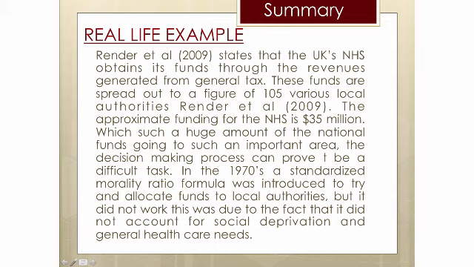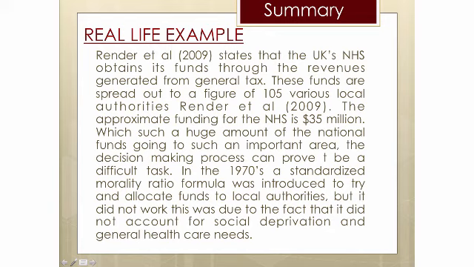The United Kingdom's National Health Service is funded through general tax revenues. The funds are dispersed to about 105 different local health authorities. The annual funding for the NHS is approximately $35 billion. With such a large sum of national funds going to such an important area, the decision-making process to justly allocate funds can be difficult indeed.